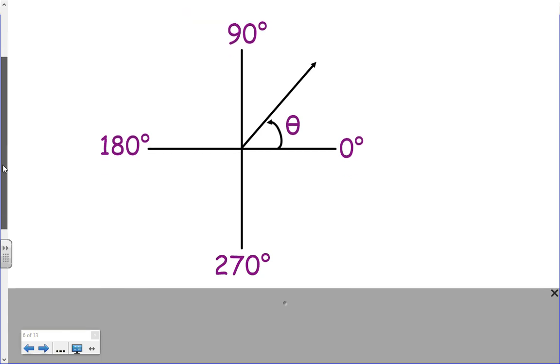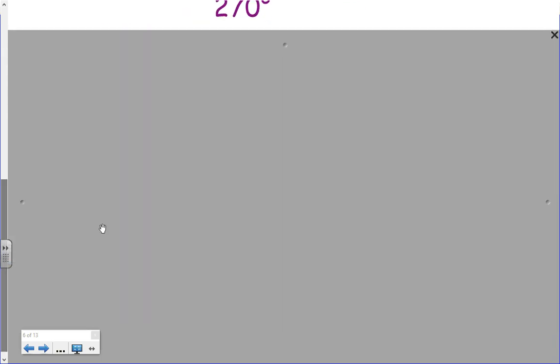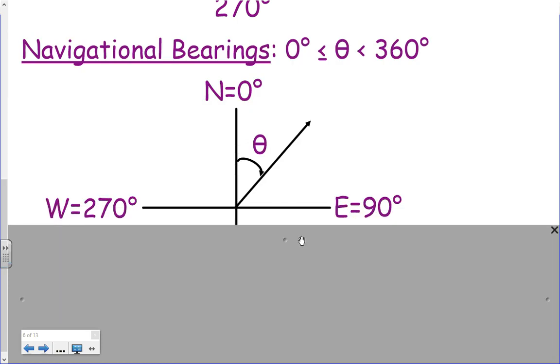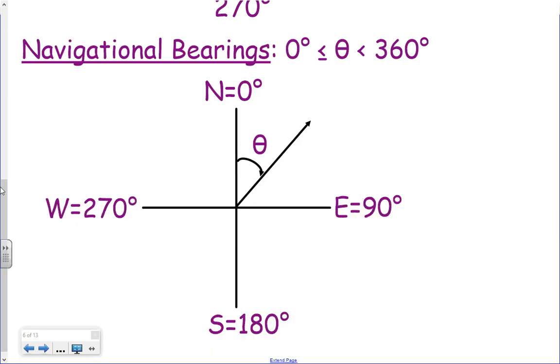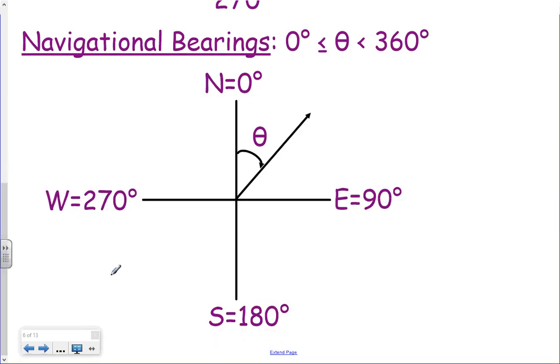However, in this section, we're going to see some other ways to work with angles, and in particular, we're going to work with angles that are navigation bearings. So this is what a navigation bearing is. First of all, your navigation bearing theta is going to be between 0 and 360. It can be equal to 0, but it can't be equal to 360. So it does not get bigger than 360, and it does not get less than 0.